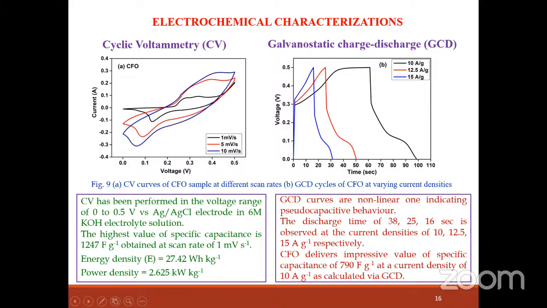The highest value of specific capacitance is 1247 farad per gram, which is quite high as compared to the current materials, and the energy density is also quite high as compared to supercapacitors, and the power density is also 2.625 kilowatt per gram. Good. And the GCD charging-discharging curves have also been observed for the samples, and it also delivers an impressive specific capacitance of 790 farad per gram at a current density of 10 ampere per gram.